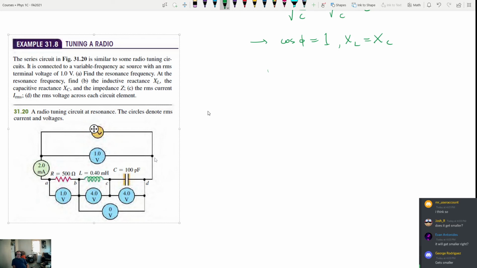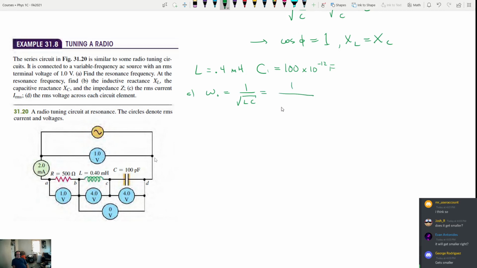All right, what's the first thing they want us to do? Find the resonant frequency. Okay, so we have L equal to 0.4 millihenries. C is equal to 100 picofarads, which is 100 times 10 to the minus 12 farads. The resonant frequency is 1 over the square root of L times C. So that's 1 over the square root of 0.4 times 10 to the minus 3 henry times the capacitance, 100 times 10 to the minus 12 farads. This will give us our natural frequency, omega naught.